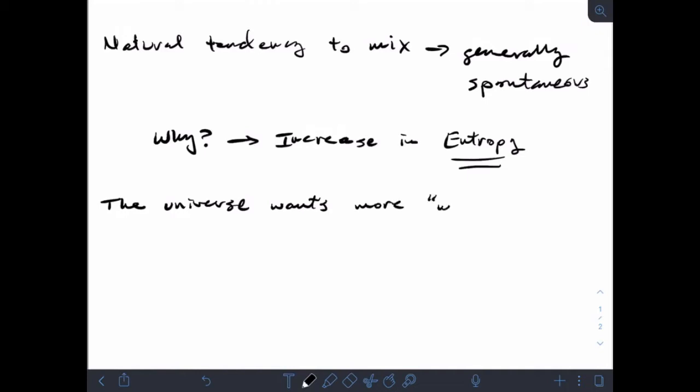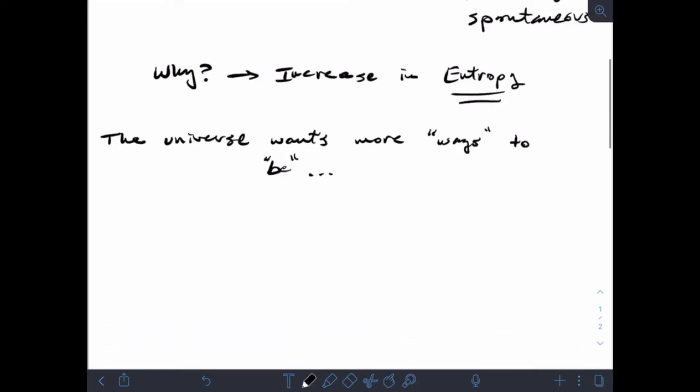I'm going to put "ways" in quotation marks, and I'll explain that in a second. The universe wants more ways to be. And what that means is that entropy is all about what we call microstates. A microstate is an option for movement, direction, expansion, contraction. It's a way to be. So if we can increase the options for movement or direction for particles or molecules, we're increasing entropy.